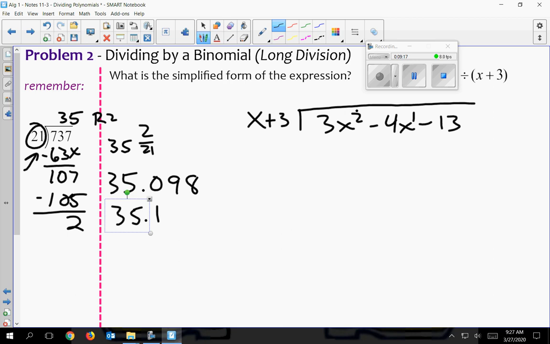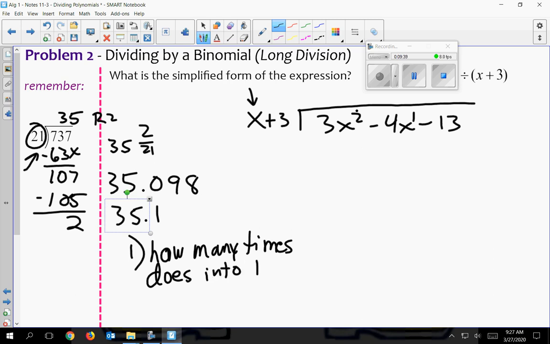The first thing we want to do is take a look at the first term, x. How many times does it go into the first term of the divisor?